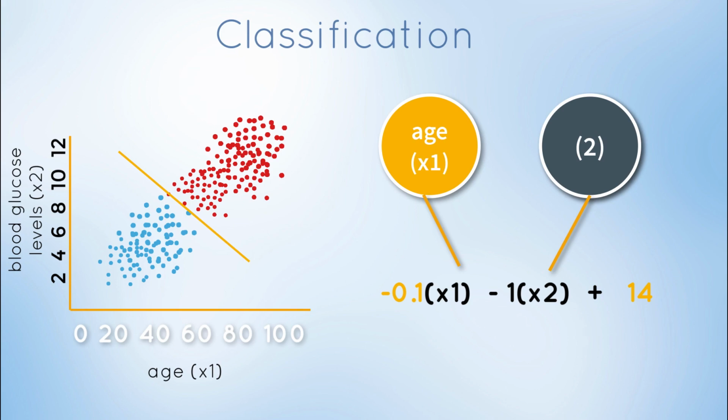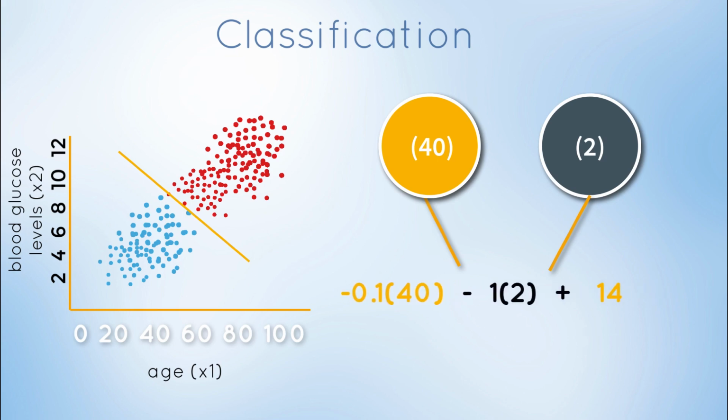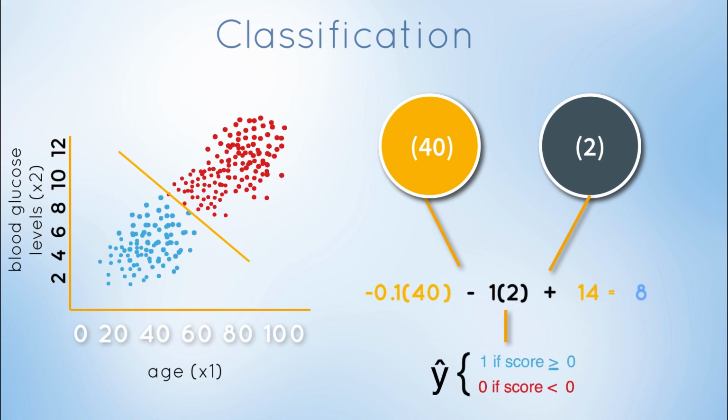We do so by first determining the score. Suppose we have a person who's aged 40 years old with a blood sugar of 2. We'll then take the linear combination of these inputs, which results in a score of 8. And now we can make a prediction. The prediction is denoted as y hat, which says that if that person with some age and some blood sugar, if the linear combination of their inputs is greater than or equal to 0, if they're positive, they are classified in region 1. Otherwise, if their linear combination is less than 0, if it's negative, they will be classified in region 0.